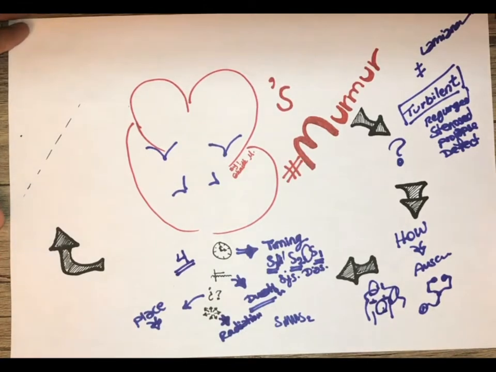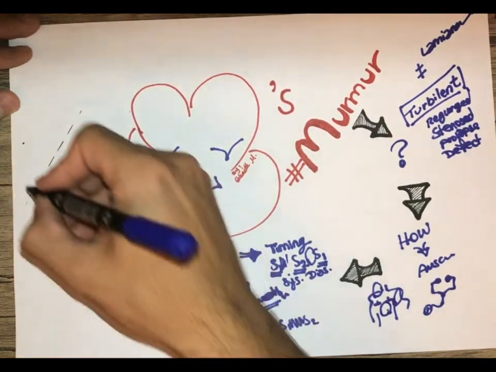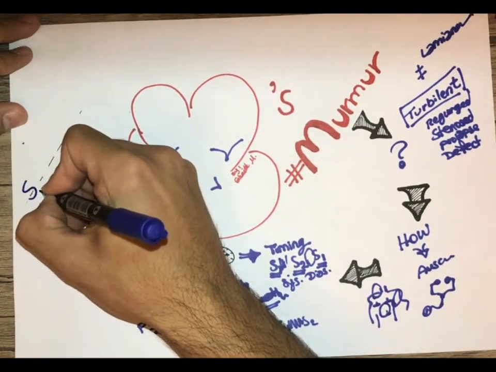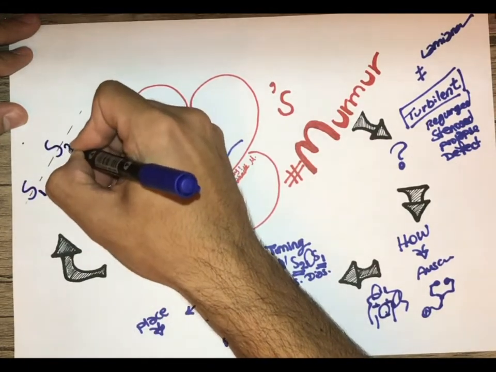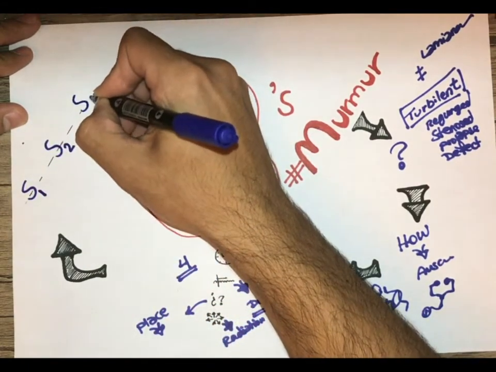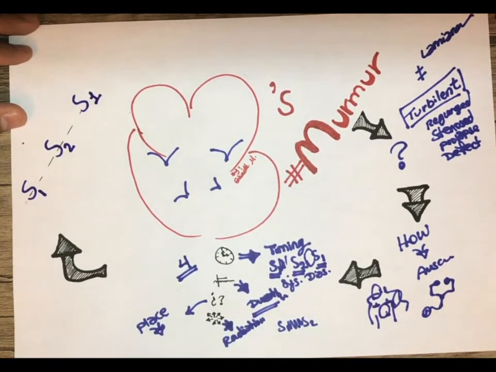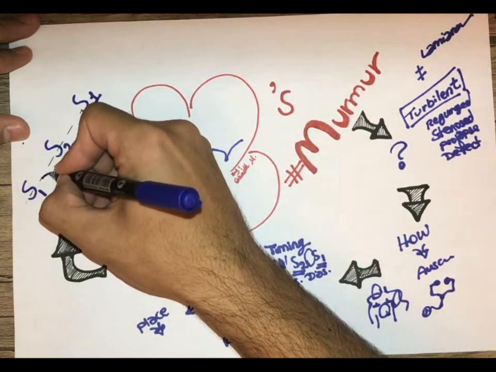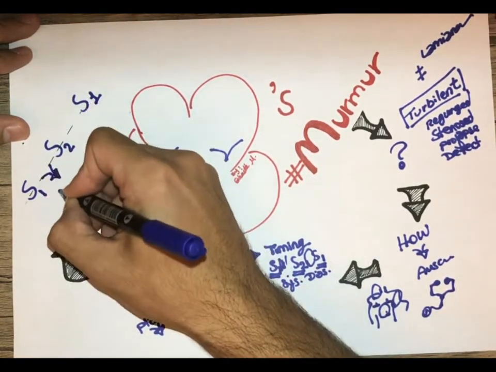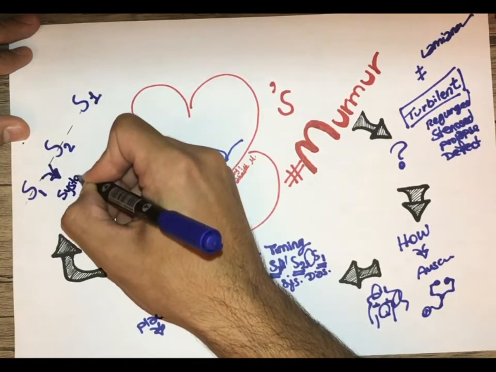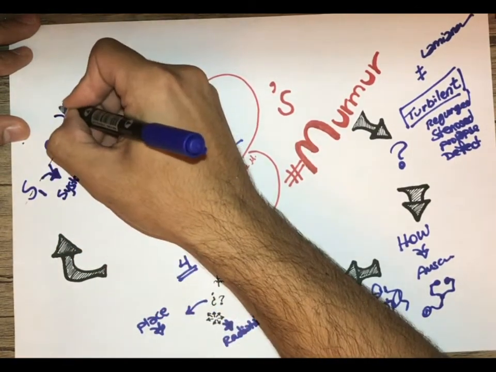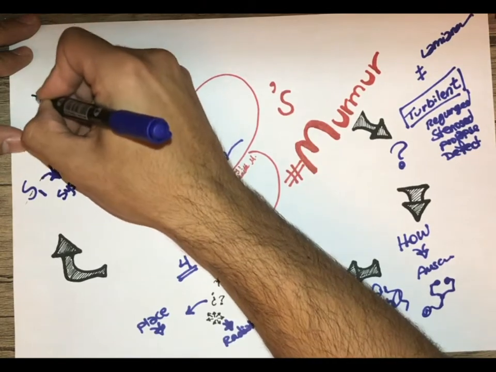Now, after understanding all of this, I'm going to classify the murmurs according to the timing. I think it's much simpler to classify in terms of timing than other classifications. So we are going to understand what is systolic murmur and what is diastolic murmur.